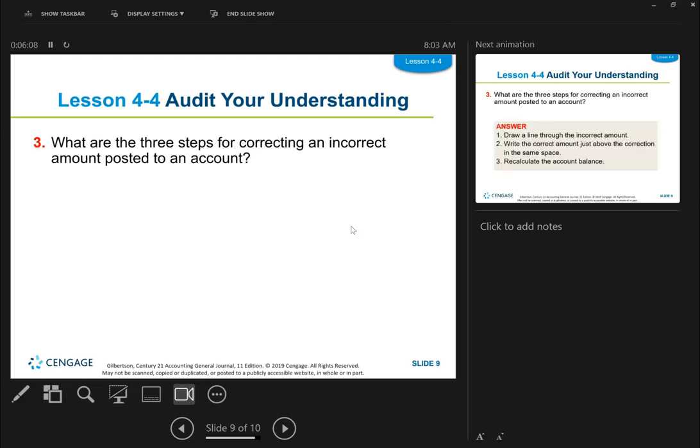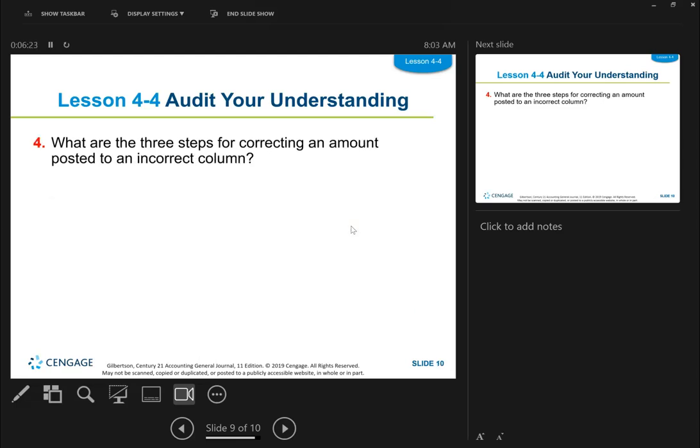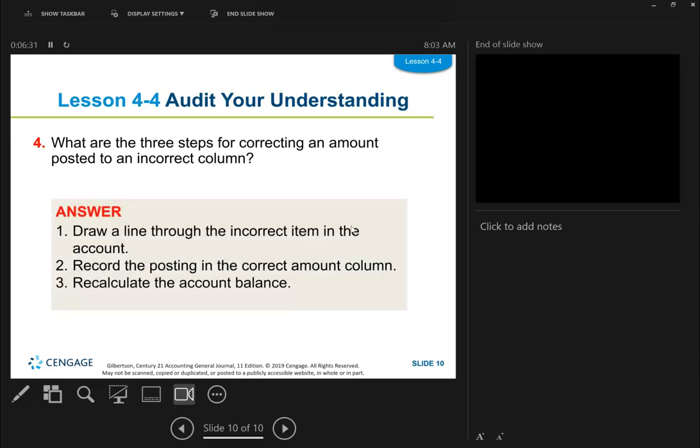The three steps in correcting an incorrect amount posted to an account: you cross out the incorrect amount, write the correct amount above it, and then recalculate your balance. And the three steps for correcting an amount posted to the incorrect column: you cross out the incorrect amount, record the correct amount in the correct column, and then recalculate the balance.